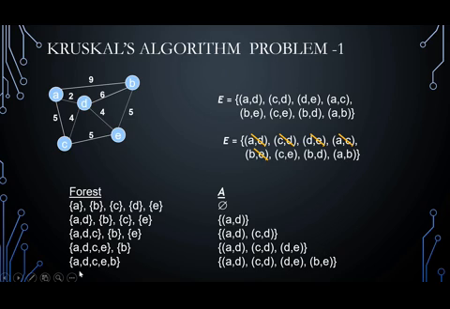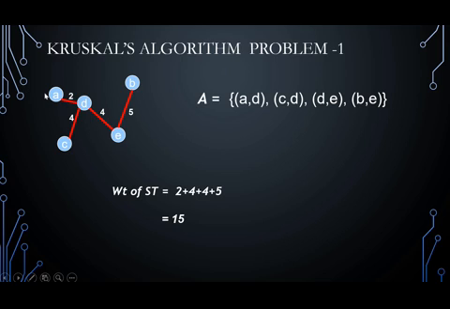And your forest becomes ADCEB. I am remaining with a single set. Once I reach a single set, my solution or my problem is solved. I need not check the remaining edges in the edge list. I have already arrived at my minimum spanning tree, right? So let us construct a spanning tree out of the solution tree that I have got. Whatever set I have got in A, using that I am supposed to construct a minimum spanning tree.